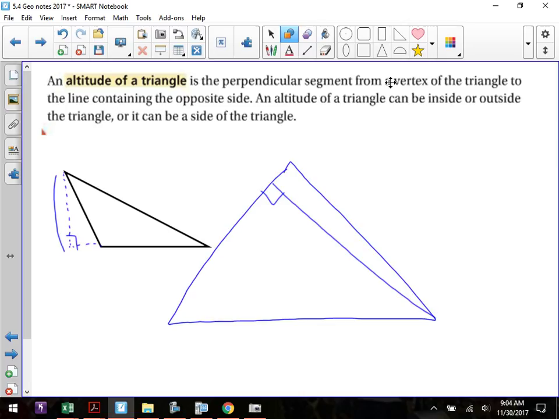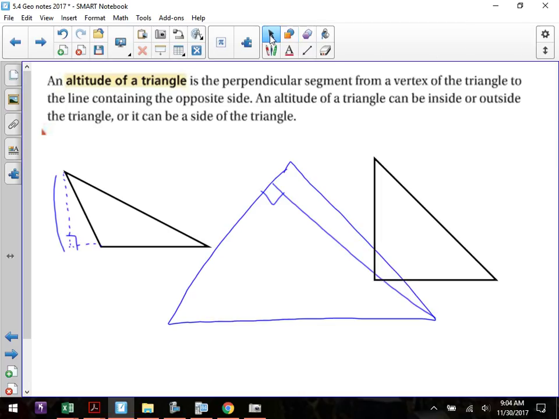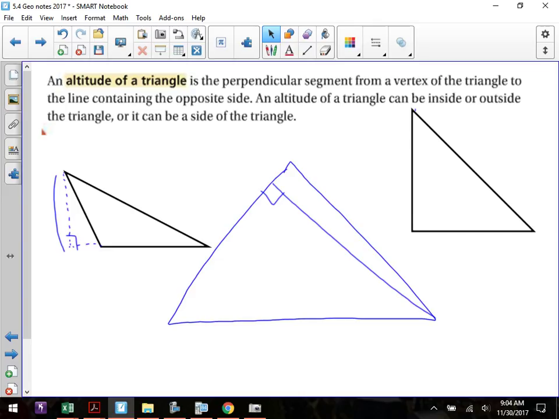So the altitude of the triangle can be inside or outside the triangle, or it can be the actual side of a triangle. What happens when it's the side of a triangle? When you have a right triangle, because it's basically drawn from a vertex perpendicular to the side opposite. So it can be in a couple of different places. For the most part, they don't try to mess it up too much. But you guys have all seen them before, right? They were just taught to you as the heights of the triangle. We're just going to change the name.